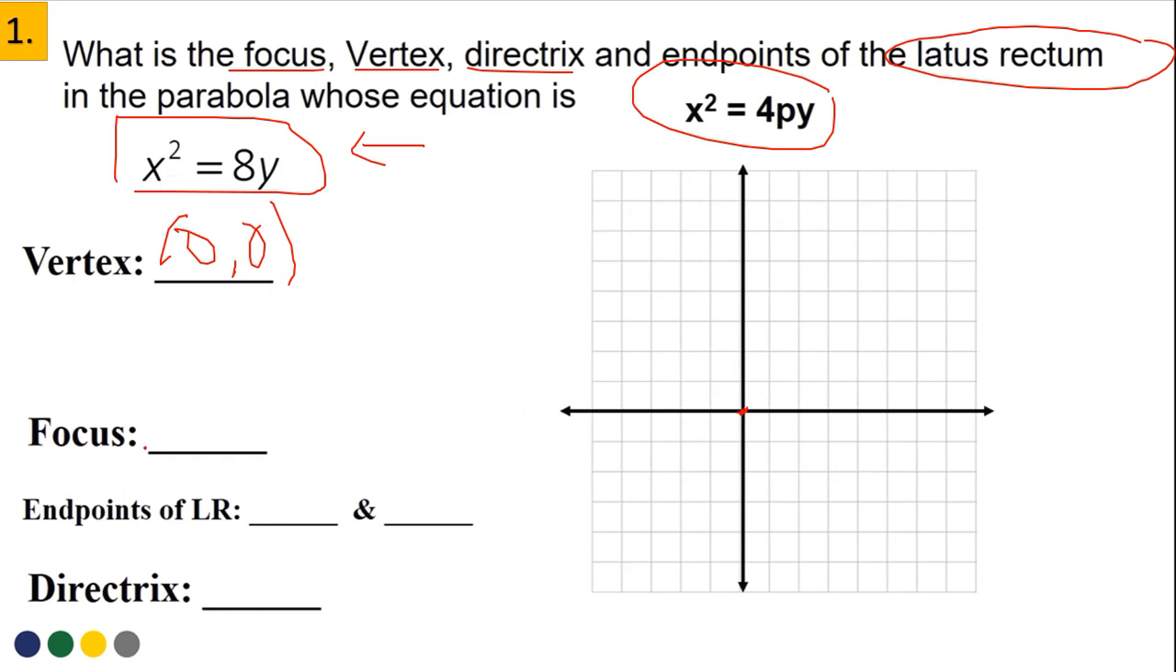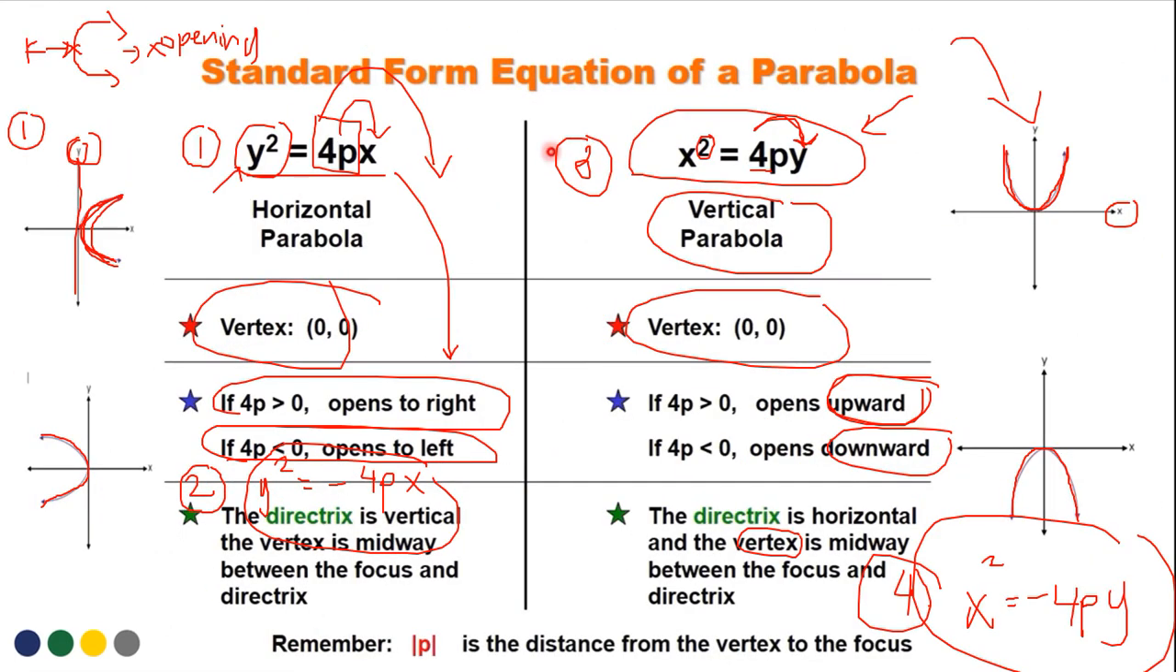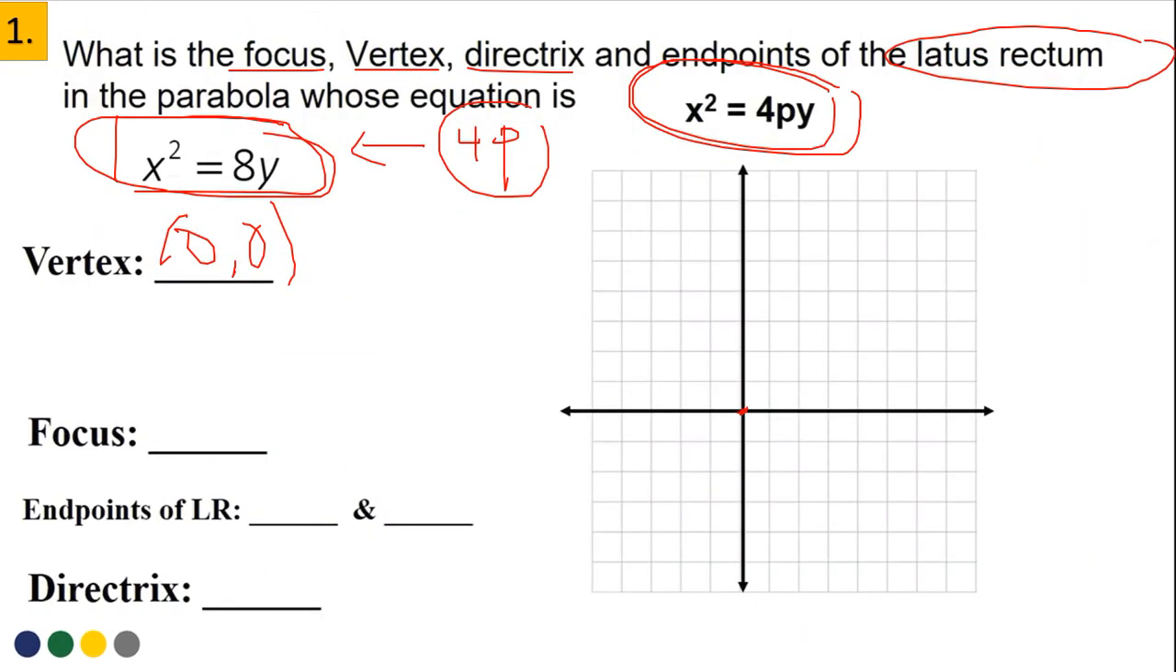Ngayon, paano natin kukunin yung focus, sir? Kukunin natin yung focus depende kung ano yung value ng ating 4p. Again, this is the original equation and we're going to use x squared is equal to 4py. Sir, why do we need to use x squared is equal to 4py? Kasi nga that is our third formula. Same lang po yan sa x squared is equal to 8y para makuha natin yung value ng 4p. At yung 4p po, pinalitan ng 8. So, 4p is equal to 8. To find the value of p, we need to divide both sides by 4.